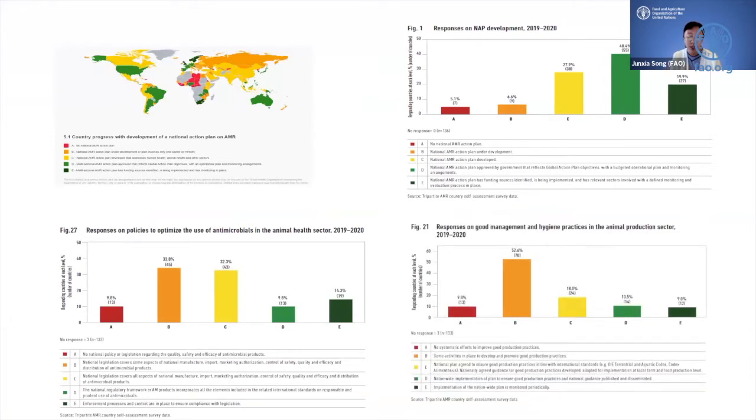For example, certain countries in their action plans didn't cover responsible use of antimicrobials in the animal sector, and 45 countries cover just limited aspects of responsible use in animal sectors. 83 countries didn't cover good agriculture practices in their national action plans.